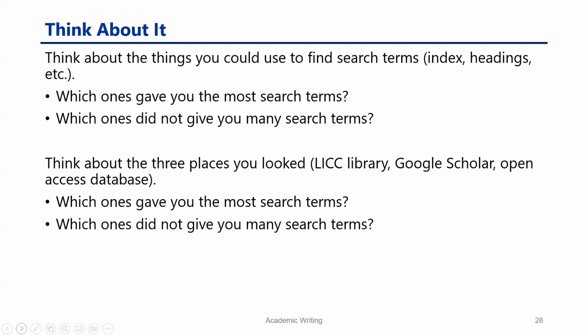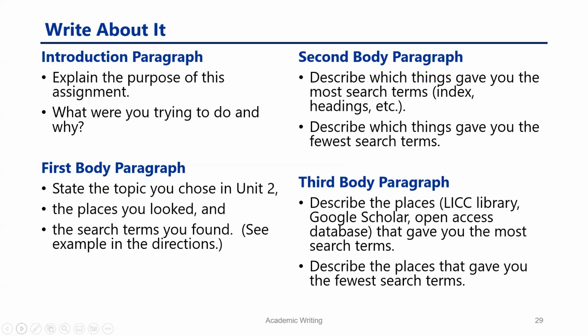Next, think about the 3 places you looked: the LICC library, the Google Scholar, or the open access database that you picked. Again, which one of these 3 things gave you the most search terms? And which ones did not give you many search terms? Now, after you've done all this looking and thinking, it's time to write about your experience.